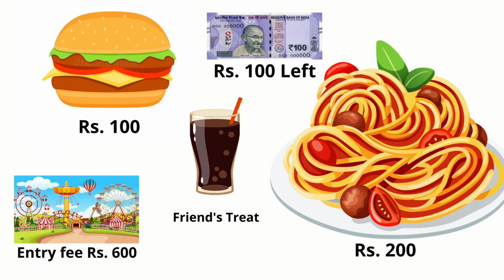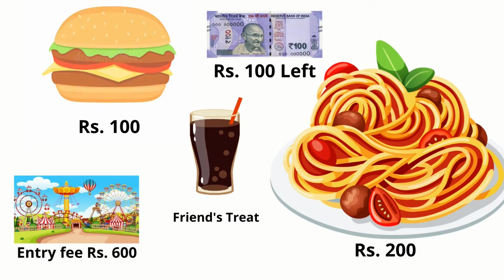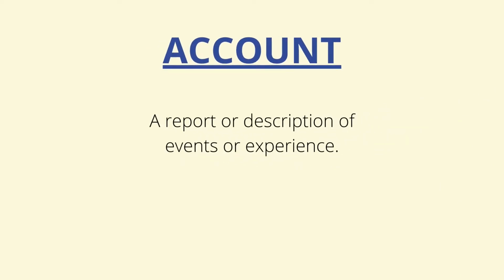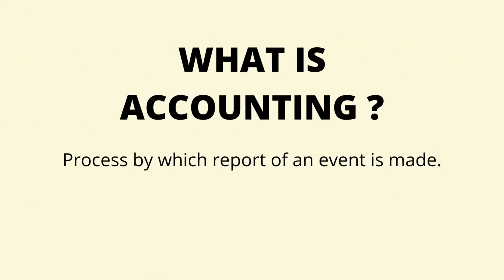Now try to think. It all started when your dad asked you for an account. So what is an account? According to the dictionary, a report or description of an event. Then, what is accounting? Well, the process by which a report of events is created. Is there something more? Can we define it in a formal way?